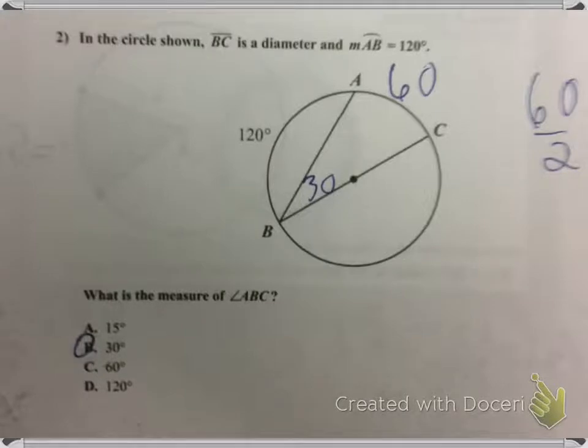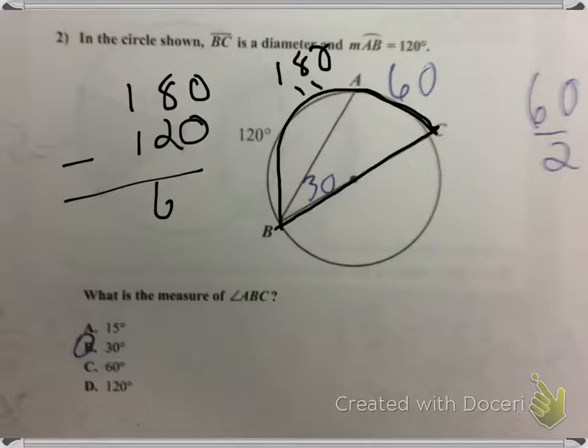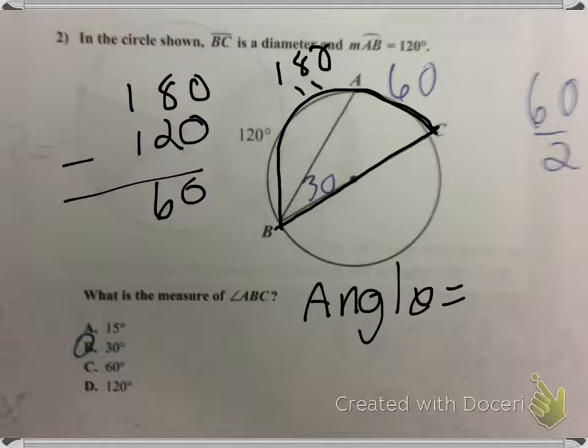In the circle shown, BC is the diameter. The measure of arc AB is 120. If this is the diameter, then that means that this arc is 180. So all we gotta do is say 180 minus 120, and that'll give us this arc of 60. And then divide it by 2 and get 30. Because we know that the angle equals 1/2 the arc.